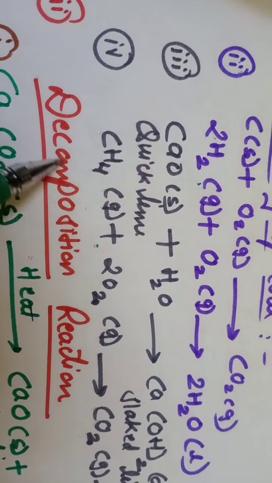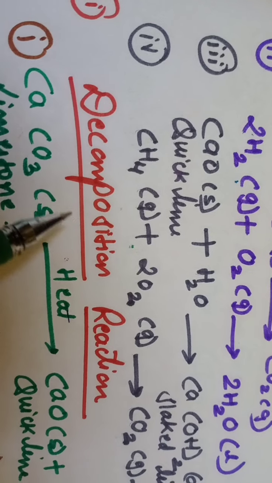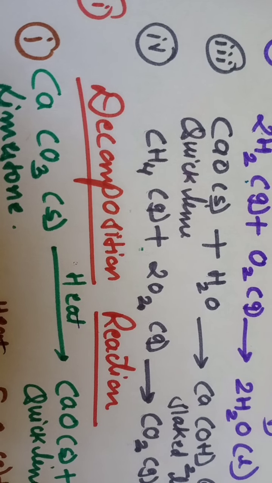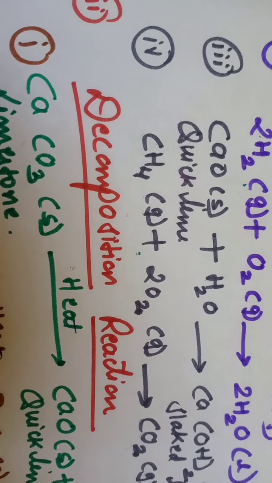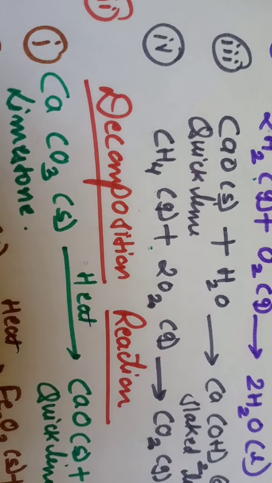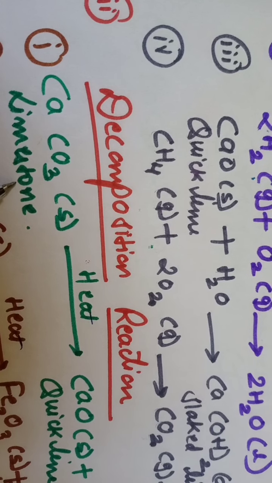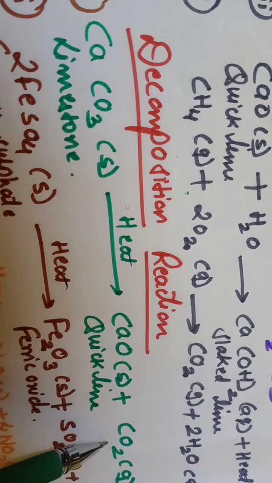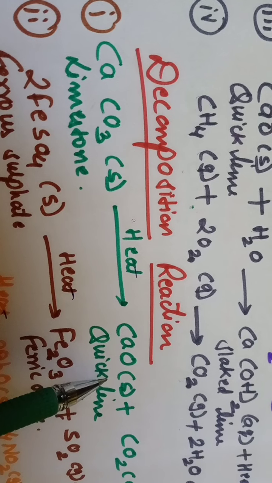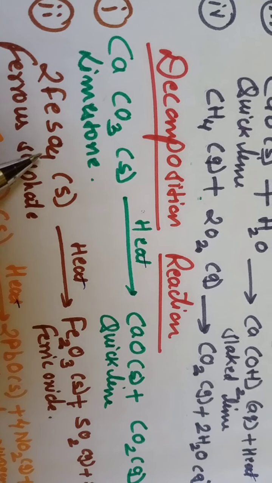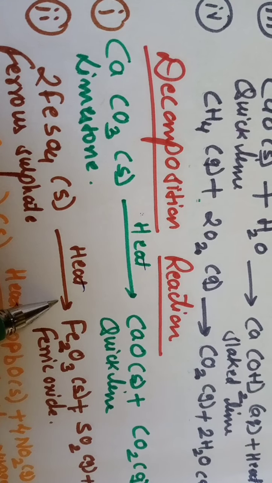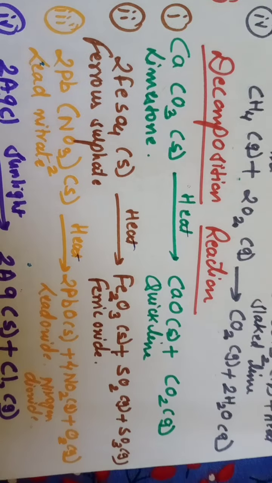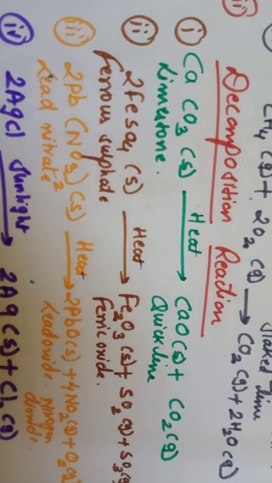Next reaction is decomposition reaction. In decomposition reaction, the reaction in which a compound splits into two or more simpler substances is called decomposition reaction. So here calcium carbonate, which is also known as limestone, in presence of heat will get split into calcium oxide and carbon dioxide. This is one type of decomposition reaction. Another example, you can see ferrous sulfate in presence of heat reacts to form ferric oxide, SO2 and SO3.